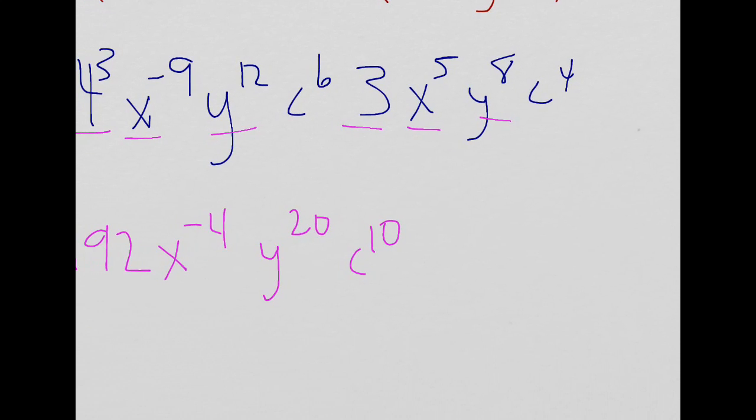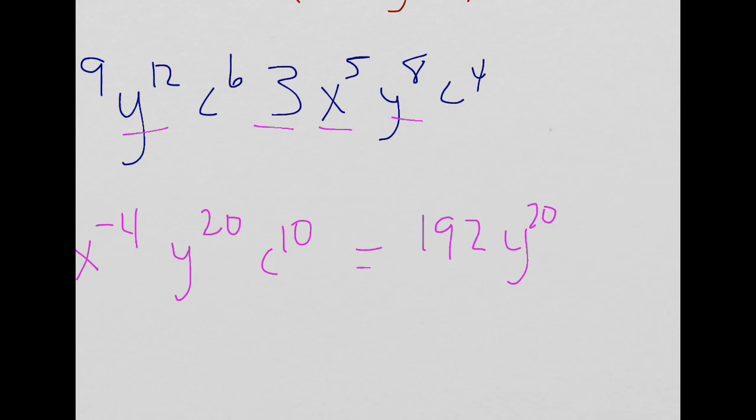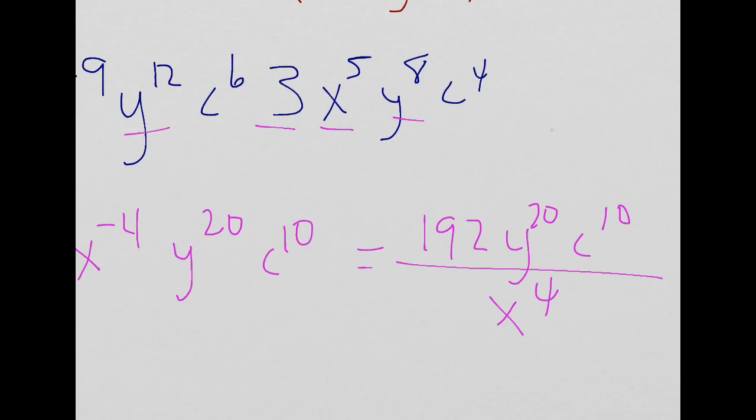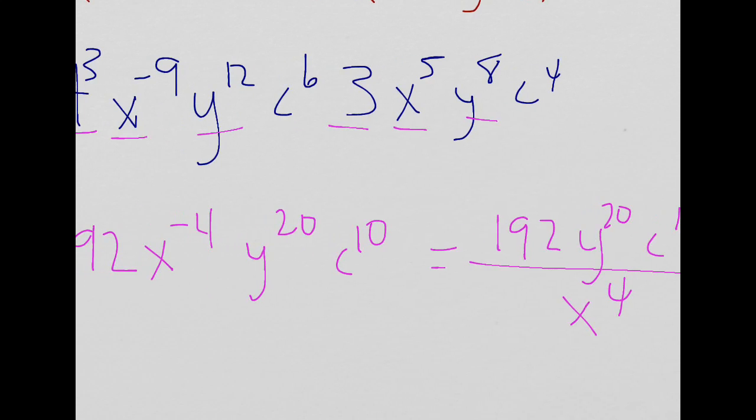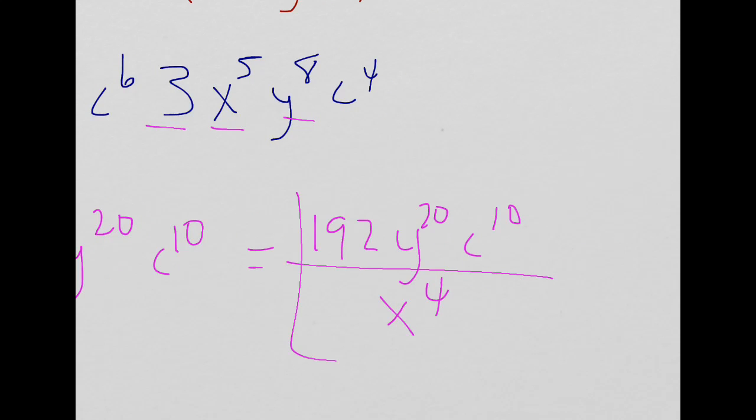Not quite done yet, because what do I have to do with a negative exponent? Make a fraction and put it on the bottom. Because really it would be 1 over x to the 4th. But all that means is I've got a big line of all this stuff, so I'm going to put it on the bottom. So there's my answer.